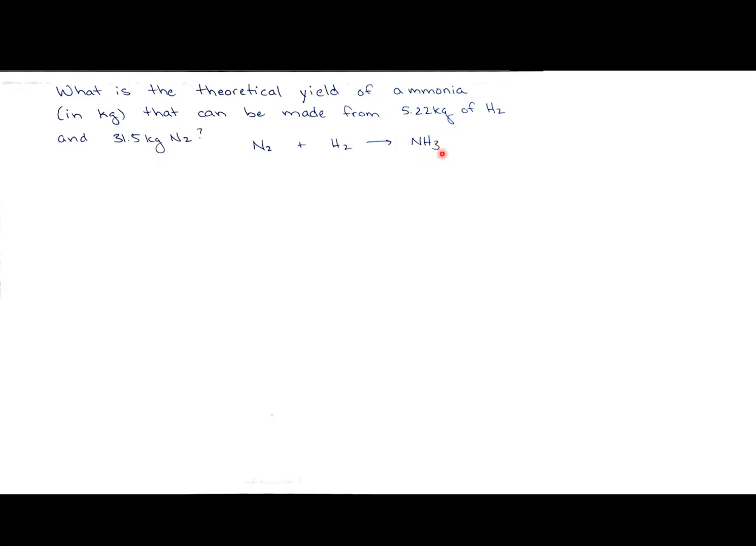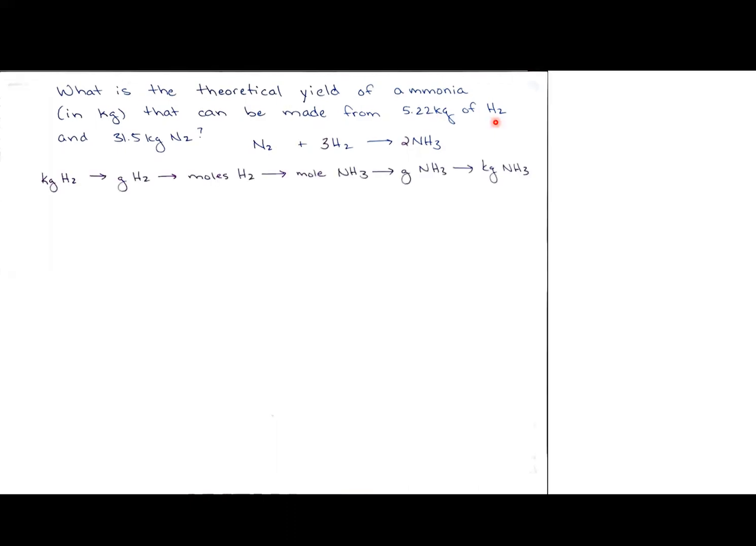There's something else going on here. In this particular reaction, I have this mass and I've got this mass. I've got 5.22 kilograms of hydrogen and 31.5 kilograms of nitrogen. Which one do I use? I don't know. One of these is going to limit the amount of this that I can make. So I'm going to end up using both. It does not matter which one I start with, but I start with the one that was given to me first, 5.22 kilograms of hydrogen.